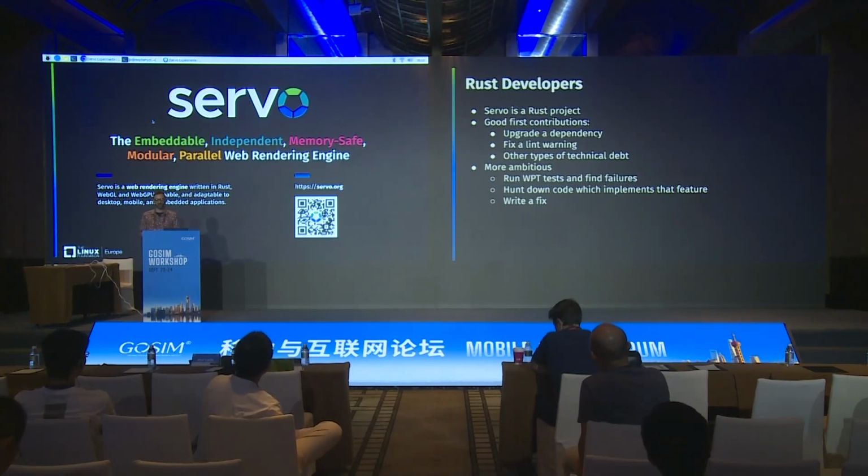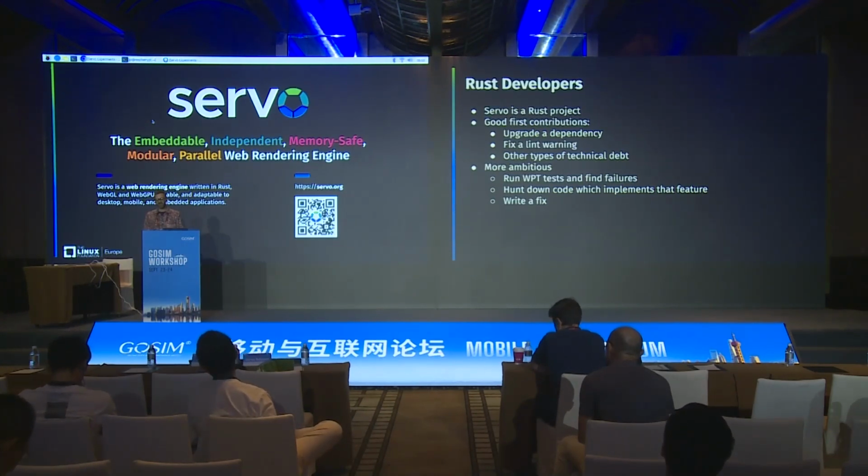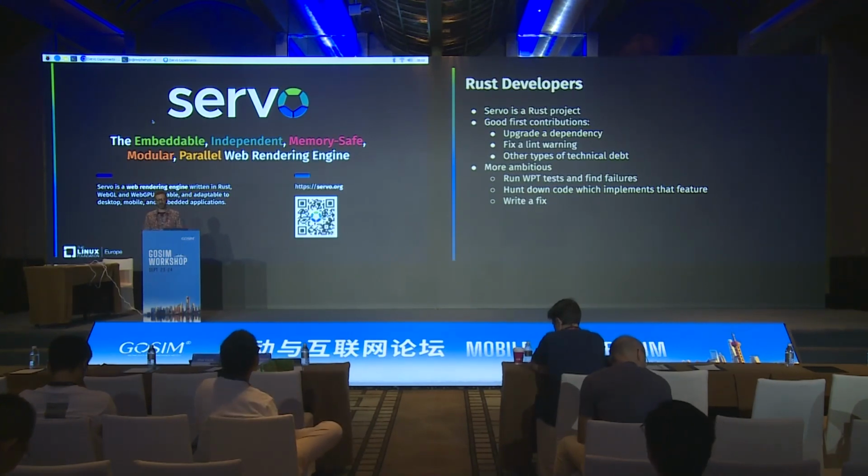If you're a Rust developer, obviously Servo is a Rust project, and there are lots of good first contributions. A very simple thing, a maintenance task, but a nice way to dip your toe into the process of contributing to the browser, is upgrading dependencies. This is a thing that we're always doing: upgrading our dependencies, fixing minor build issues. It's just a part of life when you are a Rust project. Fixing a lint warning is another great starter project, and there are lots of other types of technical debt, refactors that need to happen. There are many things.